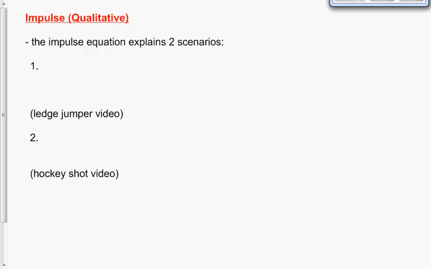There's two things that can be explained by impulse. Pretty big, pretty important, pretty major things that can be explained by impulse. The first one is what I call a predetermined impulse. Let me explain what that means.